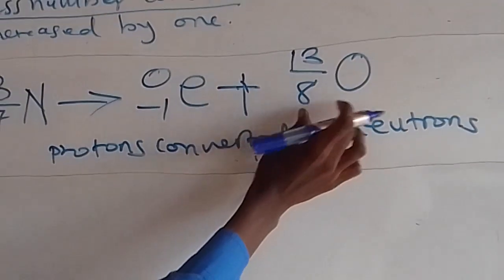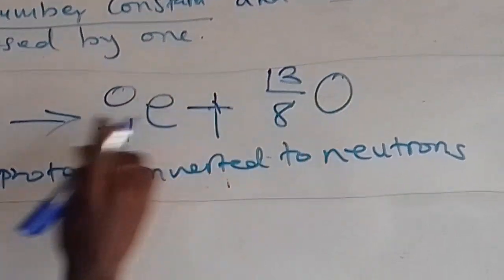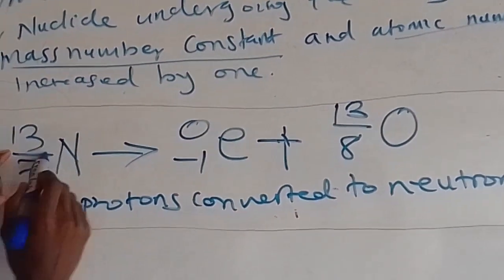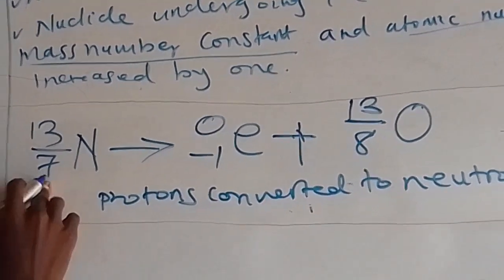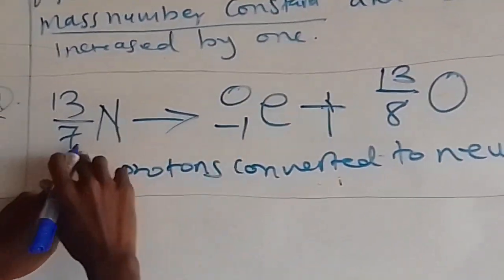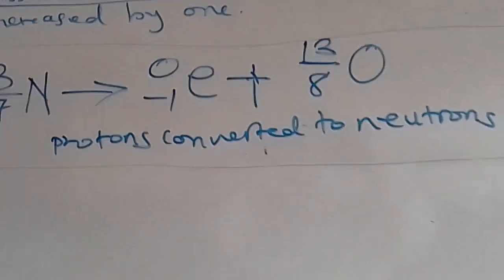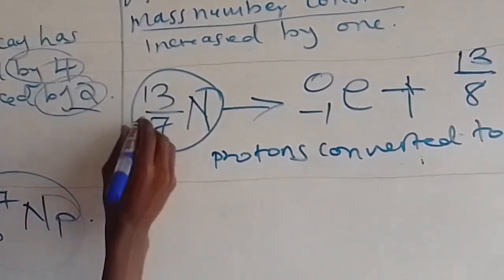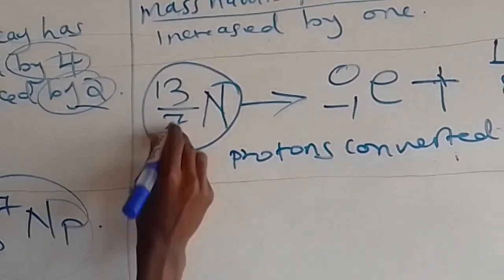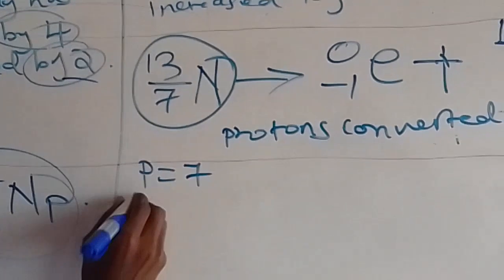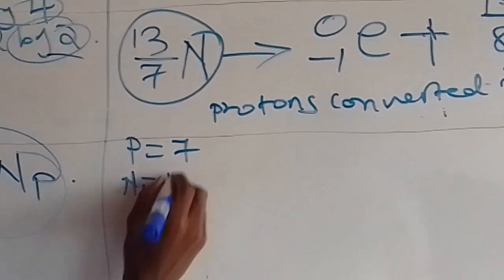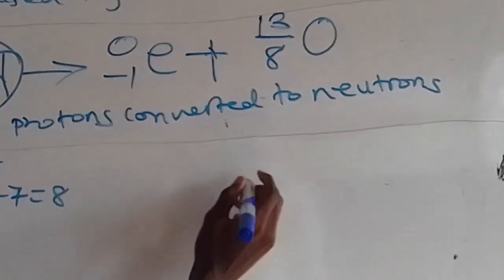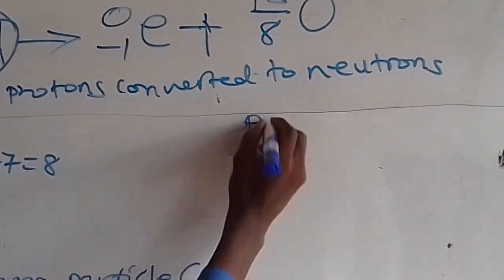The new element will be oxygen when we look at the periodic table, because it was 13. Mass number remained constant, so we get 13. Then 7, the atomic number is increased by 1. 7 plus 1, 8. But when you are keen, when you look at our initial element, the number of protons in this element is 7. What about the number of neutrons? That is 13 minus 7, we get 8. What about our new element? The number of protons and the number of neutrons.